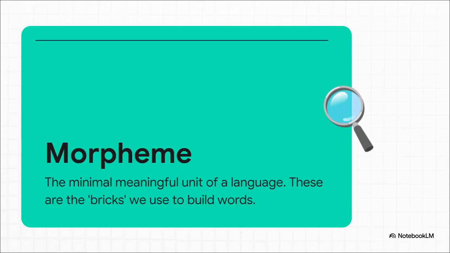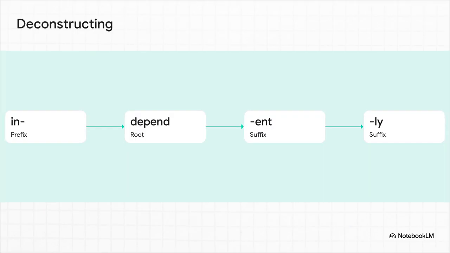But then you have others, like the un in unbreakable, or the er in teacher. Those are called bound morphemes. They have to be attached to a root to do their job of adding or changing meaning. This is a perfect example of how it all works.